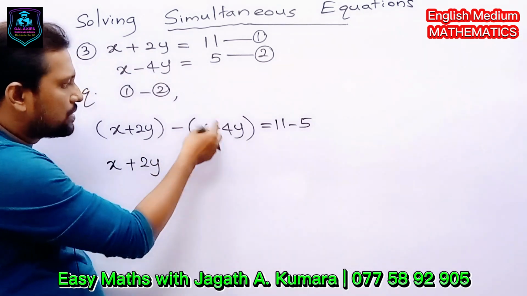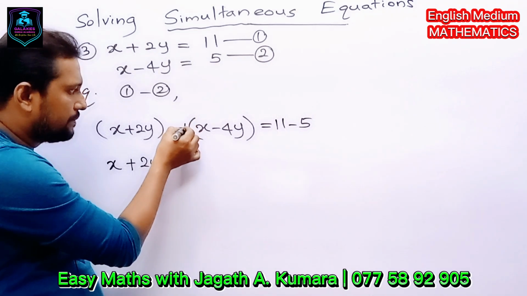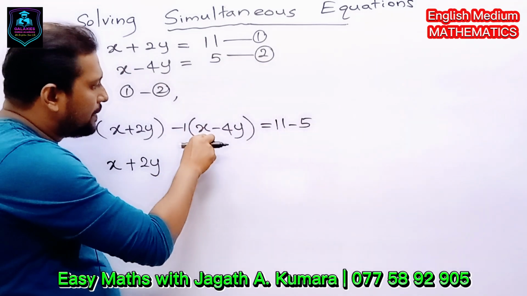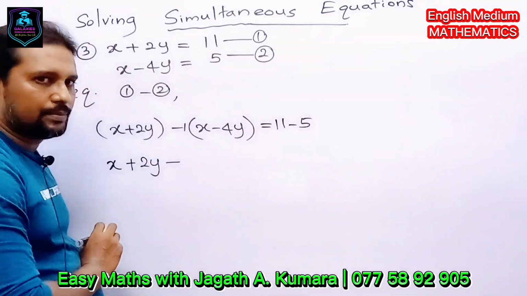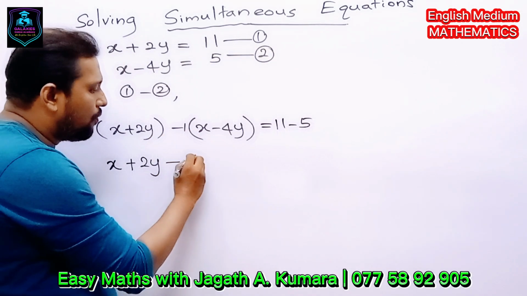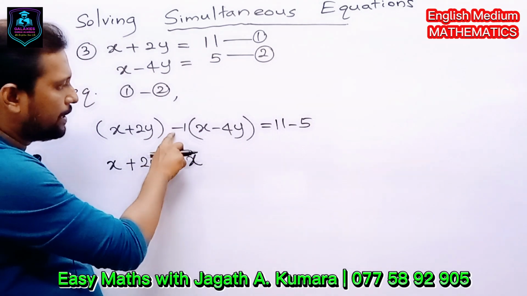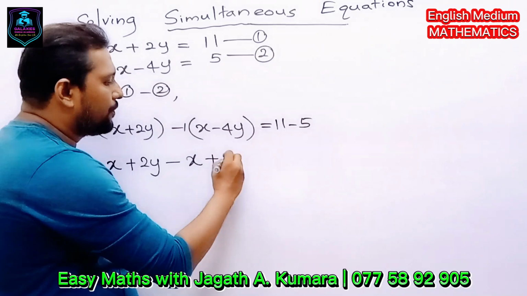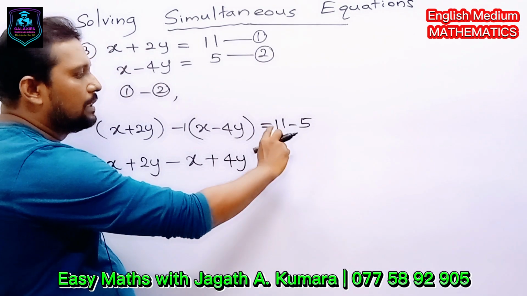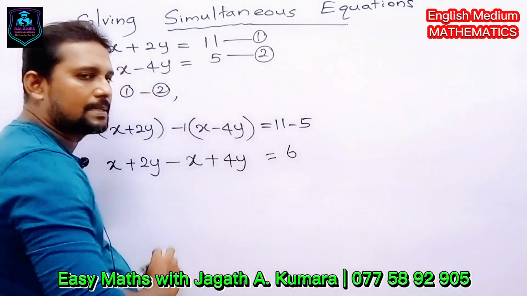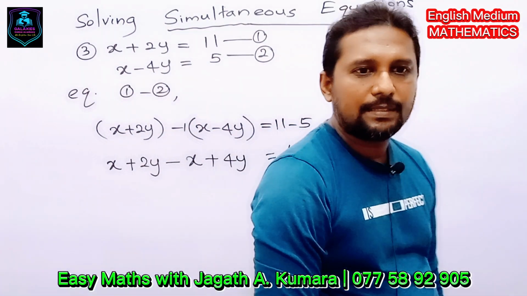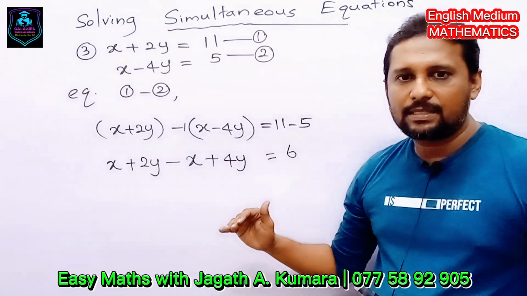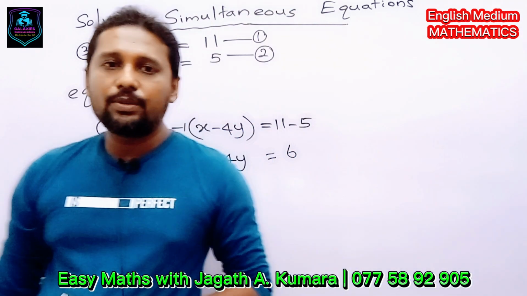Then this one outside the bracket is minus 1. Right? Then negative multiply positive, negative. 1 multiply x, 1x. Negative multiply negative, positive. 1 multiply 4y, 4y. Equal 11 minus 5. It is 6. Right? Your answers are correct. These two steps. Correct. Right. Then let's go to do the next one.